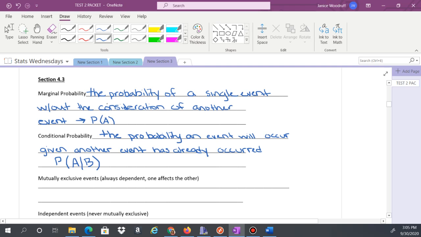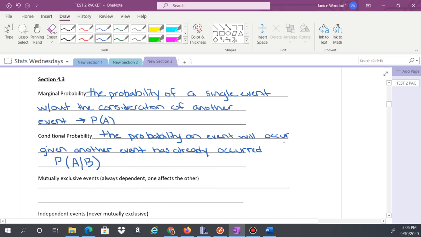The denominator is that given. If it says given this event occurred, that becomes your denominator in the probability, and A is your numerator. Whereas in marginal probability, A is your numerator, but your denominator is just the entire sample. We're going to do some examples. Let's do some more definitions here.